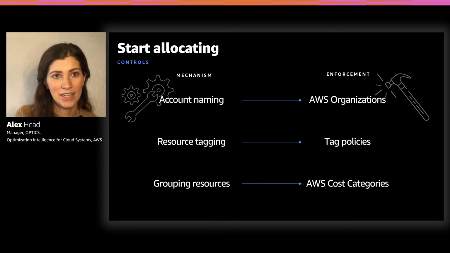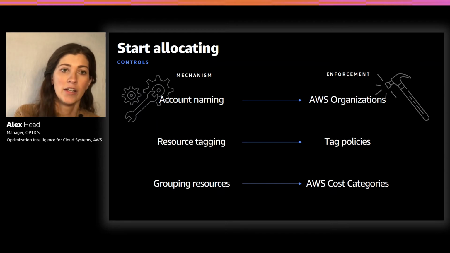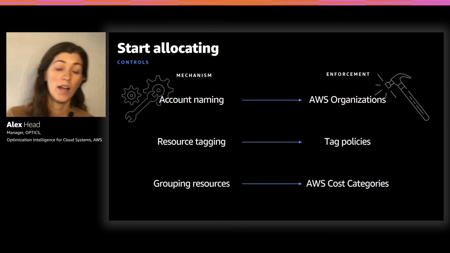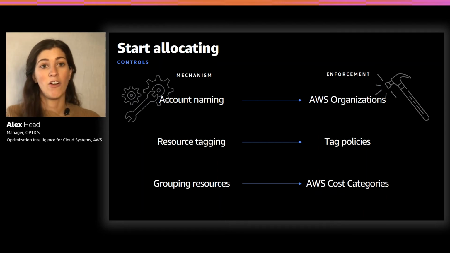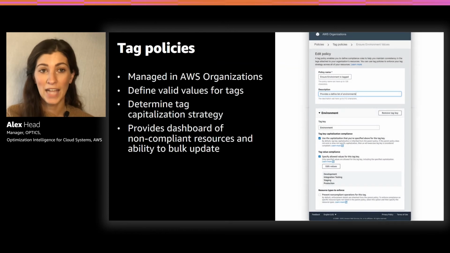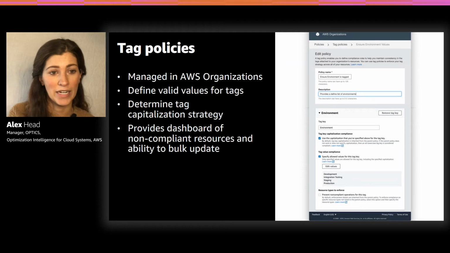Resource tagging is going to take it one step further than the account name. Within that account, where are you getting the granularity? And you can enforce this through tag policies. Then grouping resources will help you bring that all together in the end, and that will be through AWS Cost Categories. So tag policies, let's dig a little bit further in here.